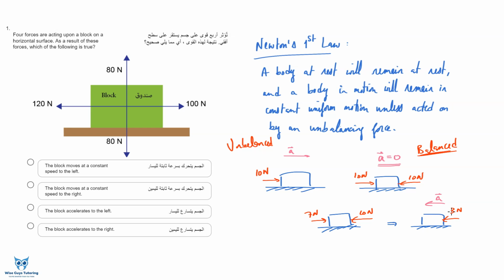Now, does this box move to the left? We don't know. Just because you're accelerating to the left does not mean you are moving to the left. The only indicator of direction is velocity. And we'll touch on that a little bit later.